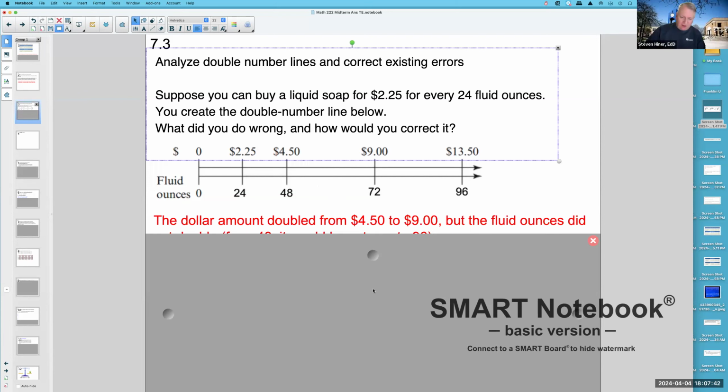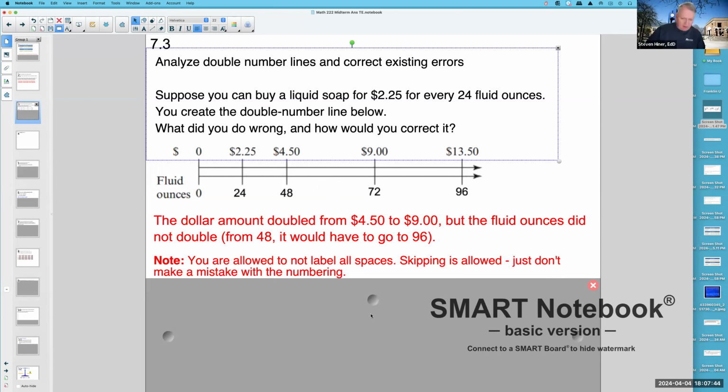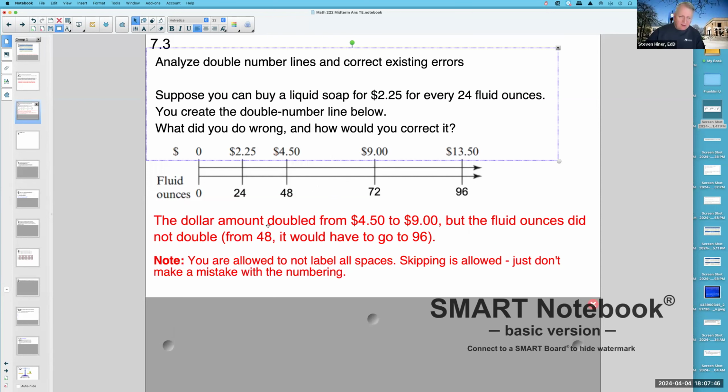So my answer to that one would be, let me make sure I covered all my bases. The dollar amount doubled from 4.50 to 9, but the fluid ounces did not double from 48. It should have been 96. So I kind of goofed up on my numbering. So again, you're not required to label everything, like this space wasn't labeled. If it was, you'd want it to be 6.75 and 72, which means this was wrong though. Questions on that? I'm reading a double number line, finding an error.